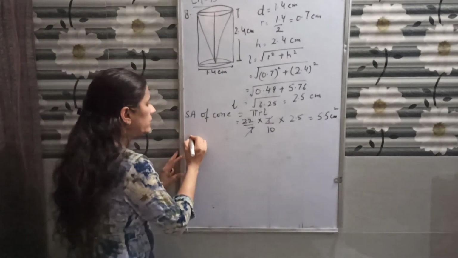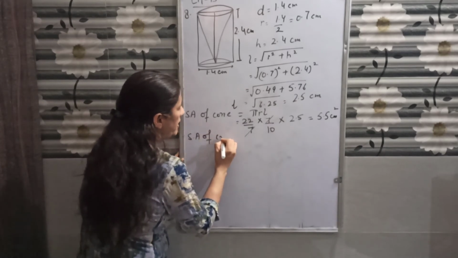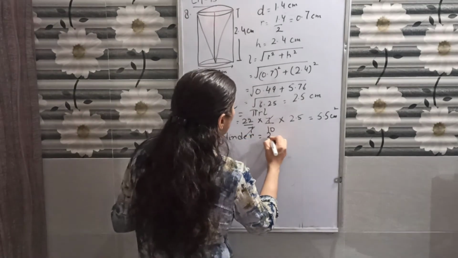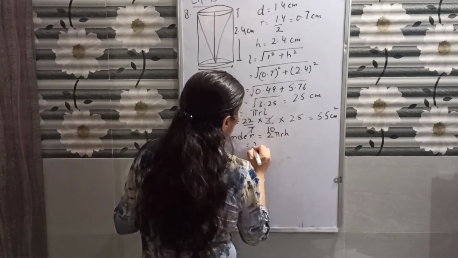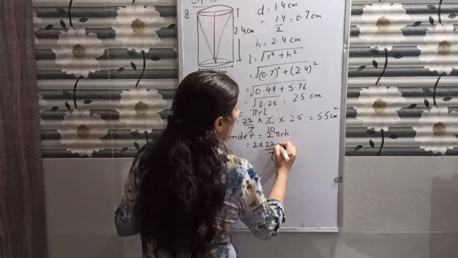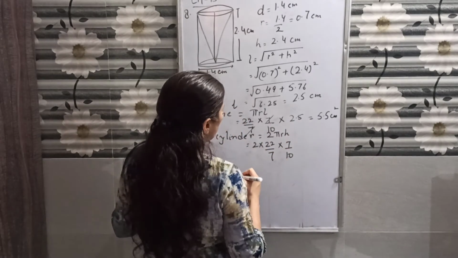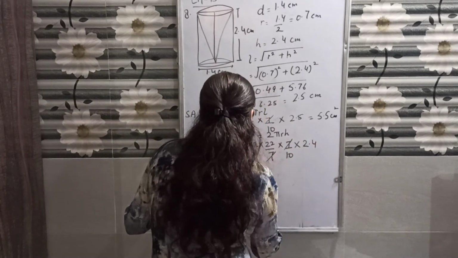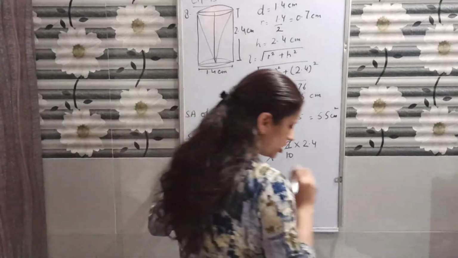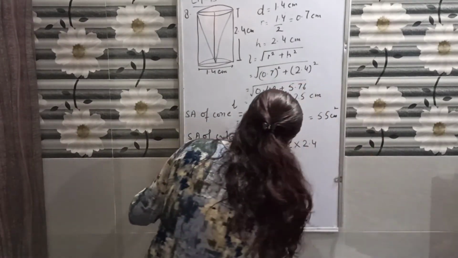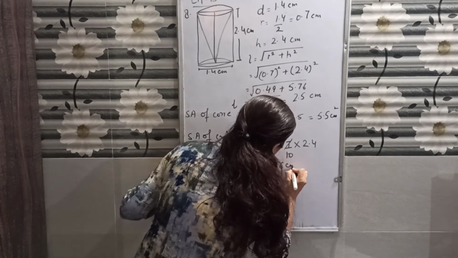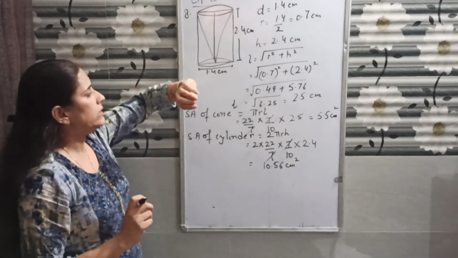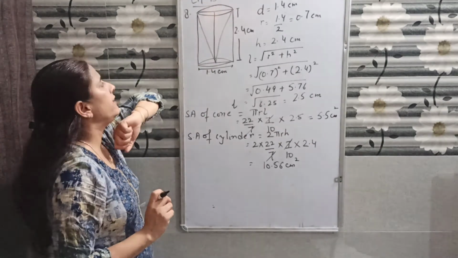Now let us find the surface area of the cylinder. The formula for the surface area of a cylinder is 2 pi r h. 2 into 22 by 7. Here r is 7 by 10 and your height is 2.4. So 7 will cancel with 7, and when you do the calculation, you will find the surface area of the cylinder is 10.56 centimeter square.